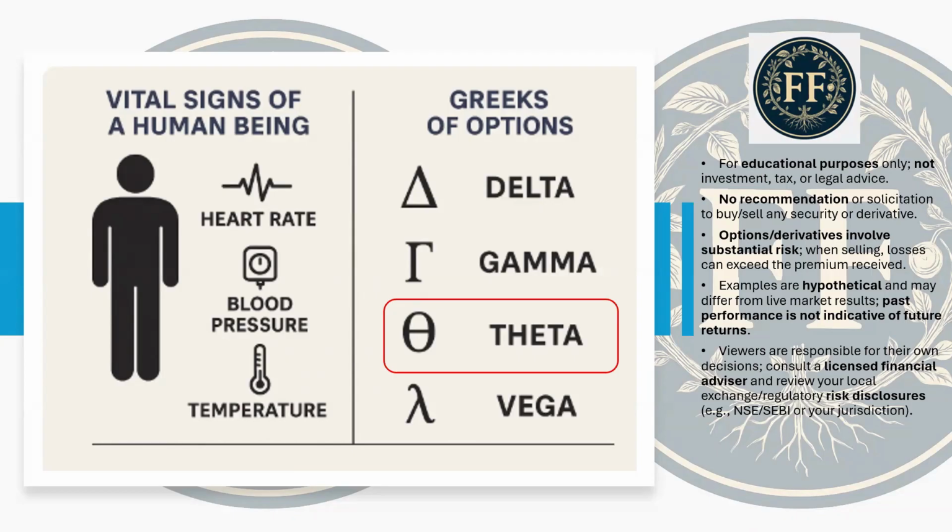The Greeks don't explain everything. They are vital signs on a patient, like the heart rate, blood pressure, temperature. They are useful, but they don't capture emotions, sudden shocks, or rare events.